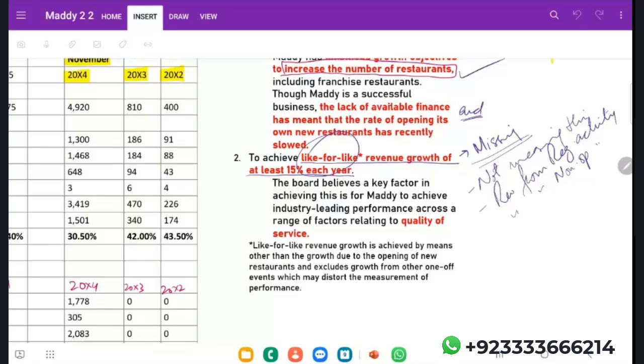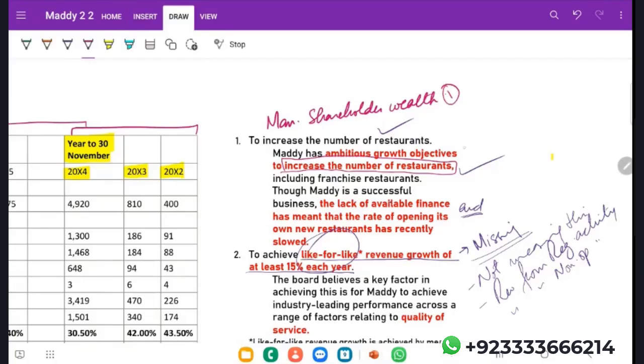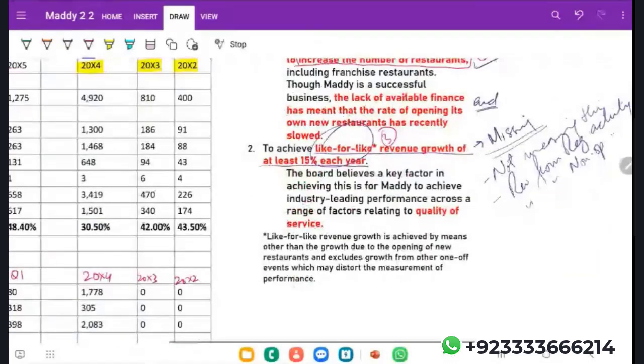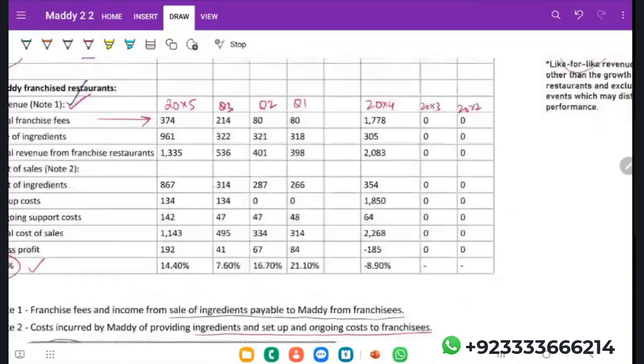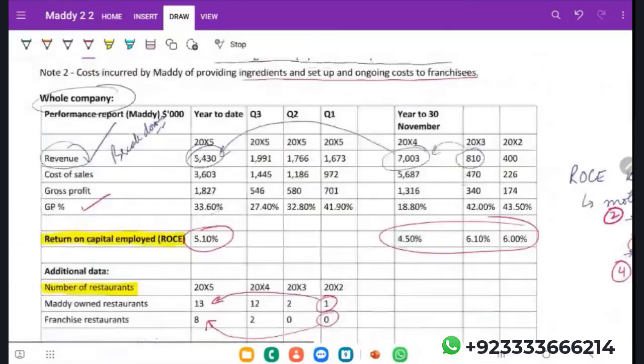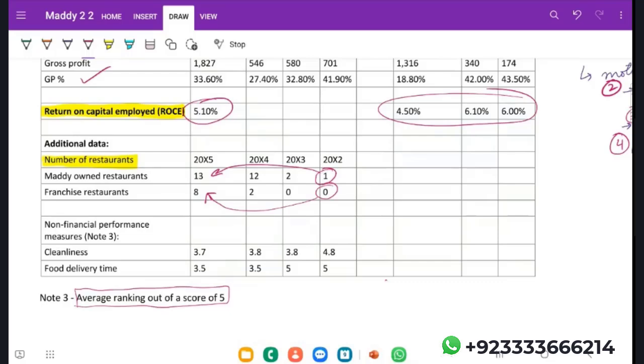Then what else is given here? We have identified the first part, second part, third part, and now we are moving towards the fourth part, which is the quality of service. How are they measuring the quality of service? They are measuring it using the only non-financial performance indicators, cleanliness and food delivery time. They are using two indicators. The first indicator is cleanliness and the second is food delivery time.